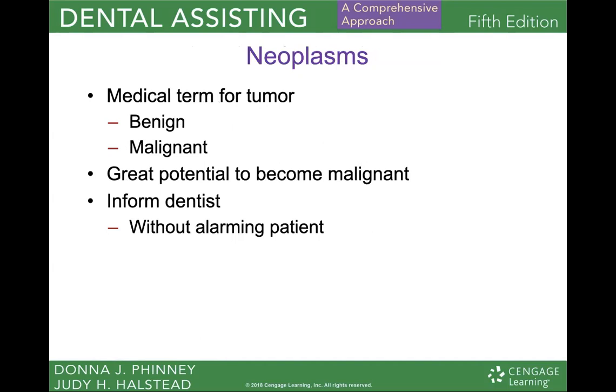Neoplasms are the medical term for tumor, and they can either be benign or malignant. Remember, benign means they're not life-threatening. Malignant means that they are. So a lot of times neoplasms have a great potential to become malignant. So if you see somebody with a neoplasm, you want to inform the dentist without alarming the patient. Very important. You never want to alarm a patient because you see a tumor, because it might not even be a tumor. So the dental assistant should be knowledgeable and act on recognition, which could save a patient's life if it's detected early.